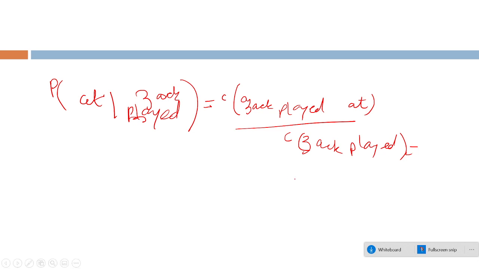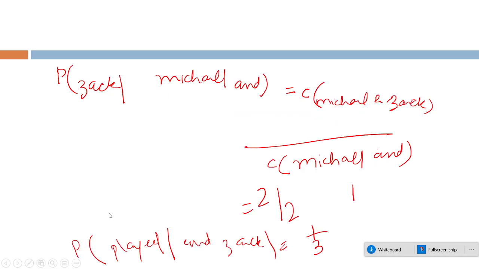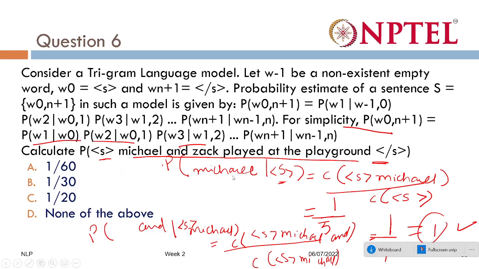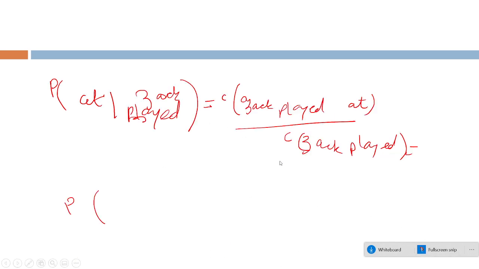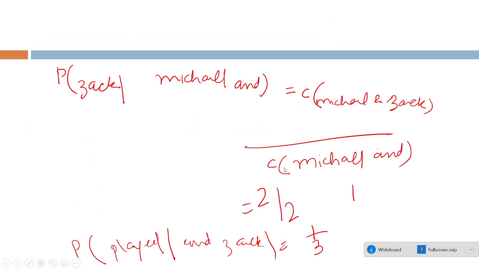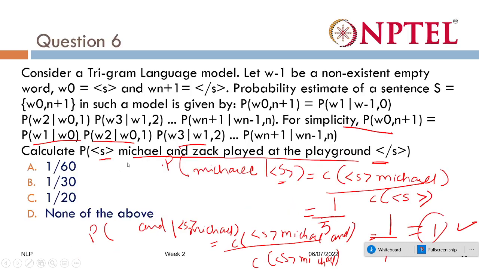Like this, you calculate the probabilities for the entire sentence, and at the end you multiply all these trigram probabilities that you had here, like Michael given S and S, this component Zach given Michael and, played given and Zach. You multiply all of them, and you will find that the answer comes out to be option A.